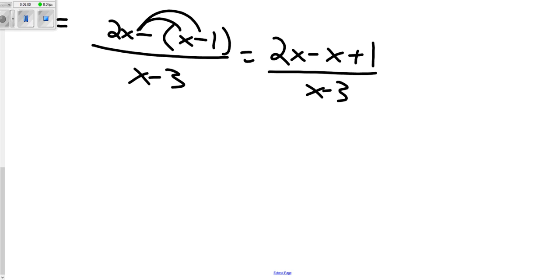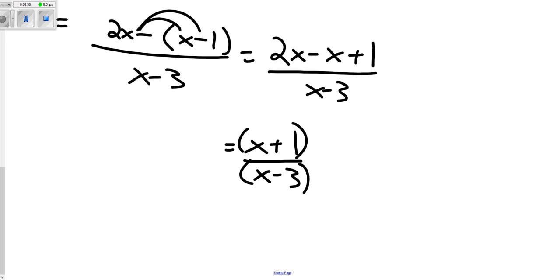Now I look and see what I can combine. 2x take away x, that's just going to be x. And then this one's done. I can't simplify it beyond that. You can't take out an x, because the x would have to be in everything. Technically, this is one number, and this is one number.